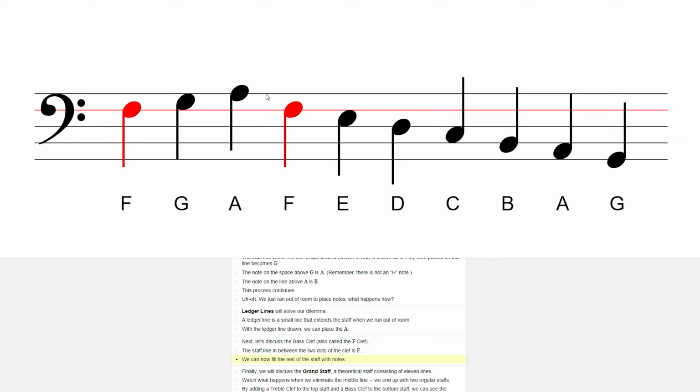But look, there's no note on this space here. But we know the next note down is F because this is A. The space below it would be G. So the line below that would be F because we go backwards in our musical alphabet as we go down and descend on the staff.